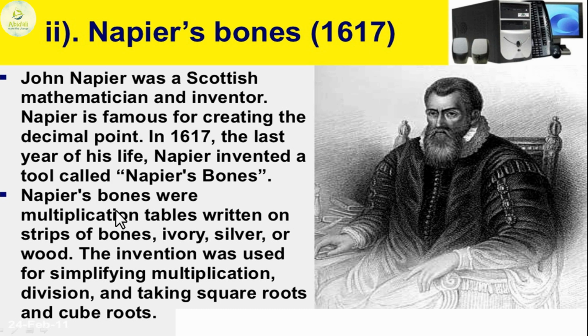Napier's bones were used for a different purpose, that is the multiplication table, written on strips of bones. They used bones like human bones or some animal bones, and ivory or silver or wood. The invention was used for performing multiplication, division, and taking the square root and the cube root of a number. So this is the first device that can do the square root and cube root of a number by using the beads.